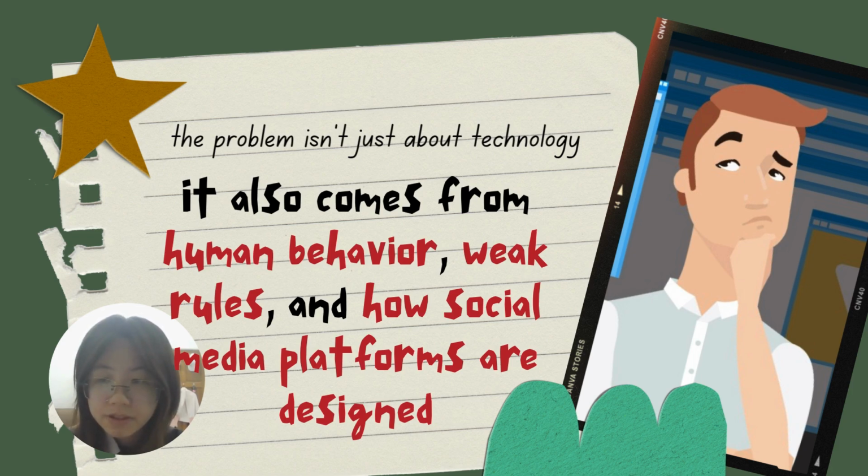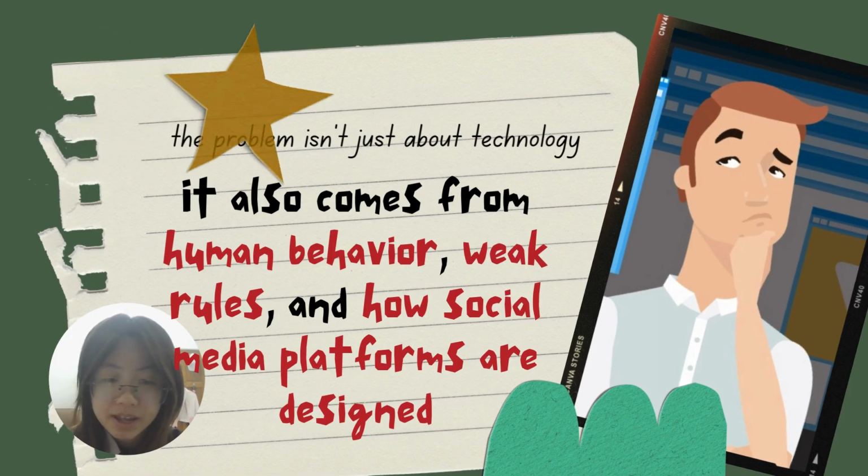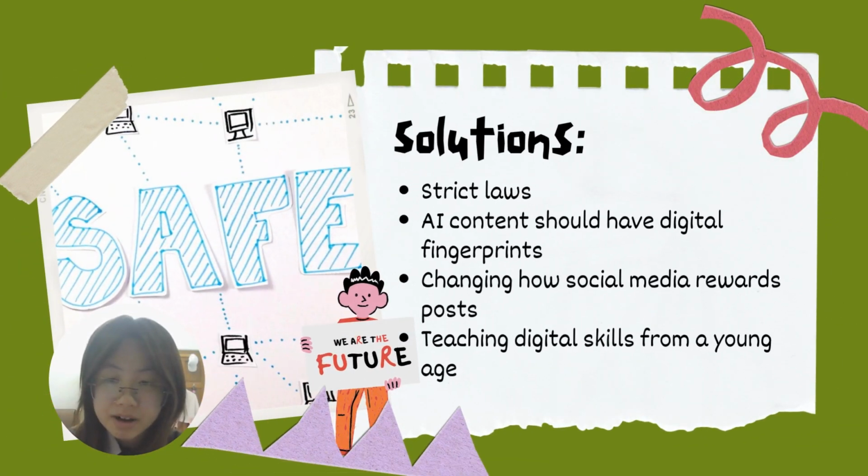To solve this problem, we need a strong and smart plan. For the solution parts, firstly, strict laws can hold people accountable, especially those with trusted accounts. Next, AI content should have digital fingerprints so people can check where it came from. Other than that, changing how social media rewards posts can reduce the spread of fake news. And lastly, teaching digital skills from a young age helps people think more carefully before believing what they see online.